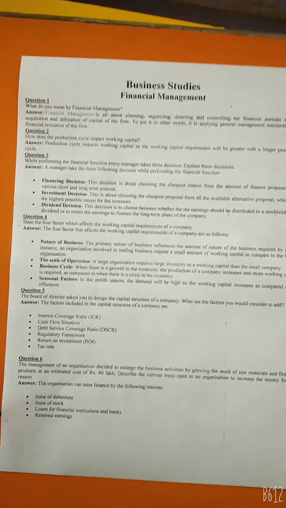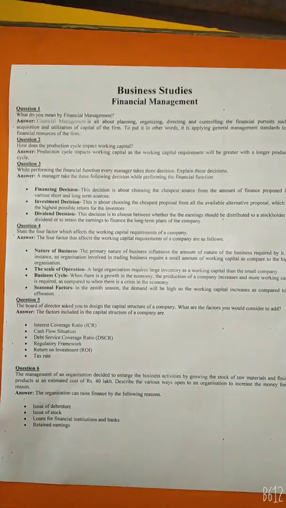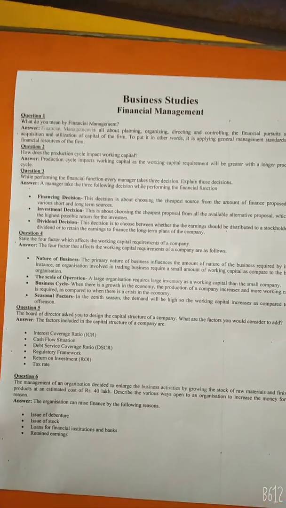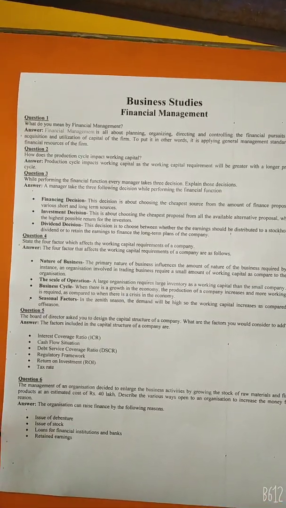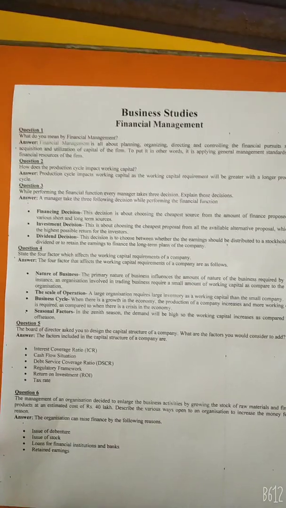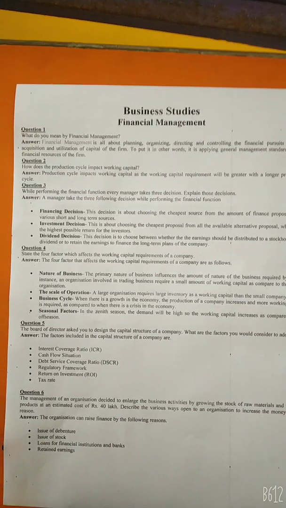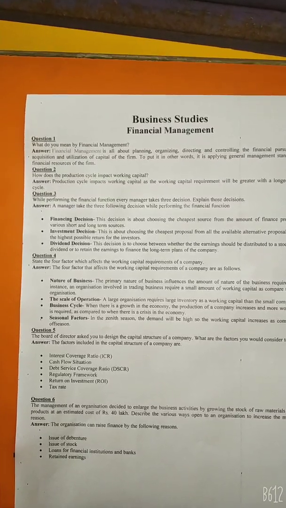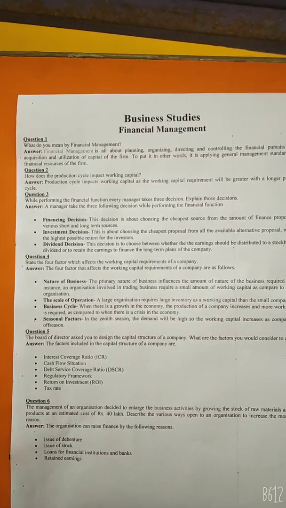Next question, the board of directors asked to design the capital structure of a company. What are the factors you would consider? The factors included in the capital structure of a company are interest coverage ratio, cash flow situation, debt service coverage ratio, regulatory framework, return on investment, and tax rate.